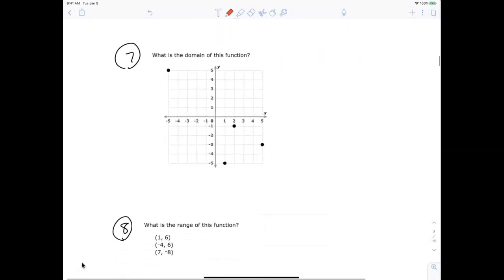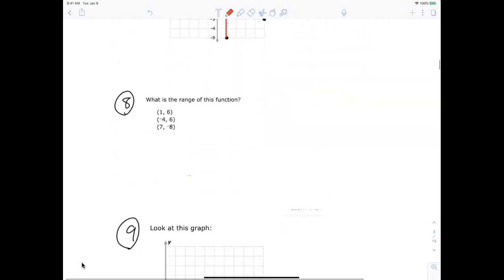Number 7, domain, going to the x-axis. So domain: -5, 1, 2, 5. Range, y values. Now again, you don't have to write it twice if it's written twice.